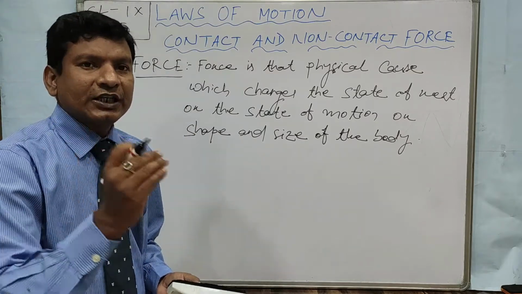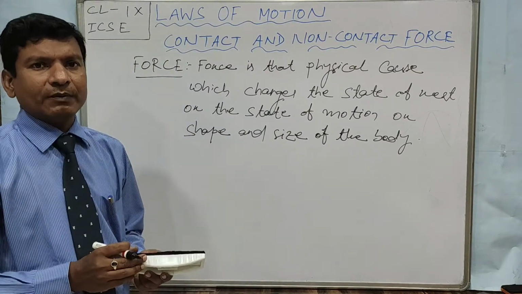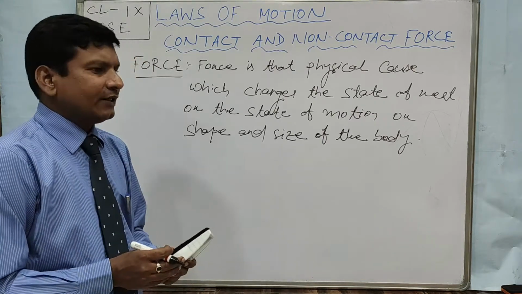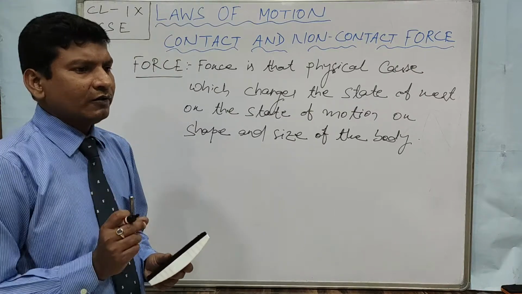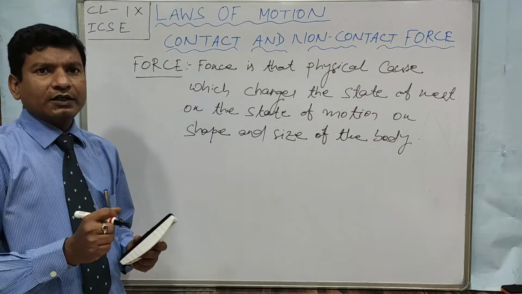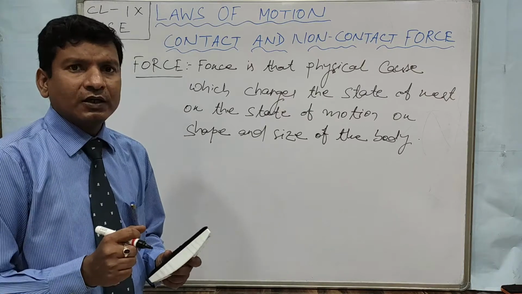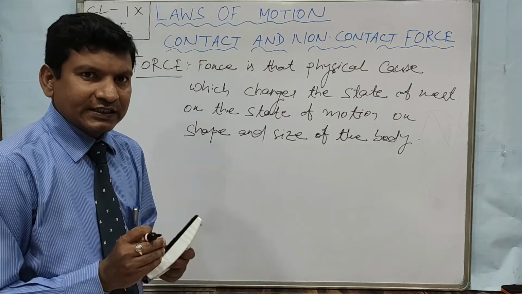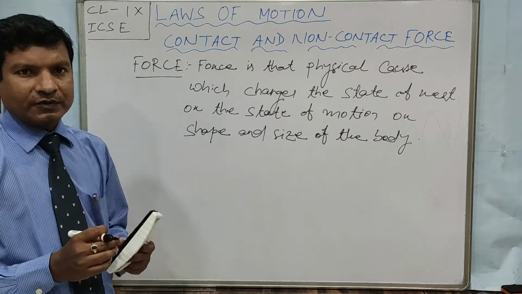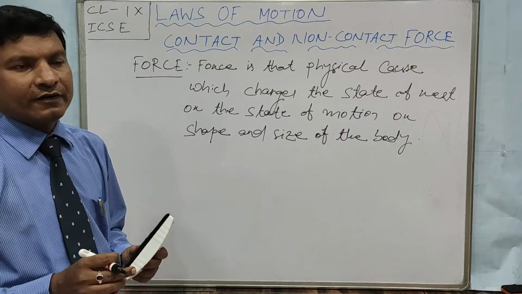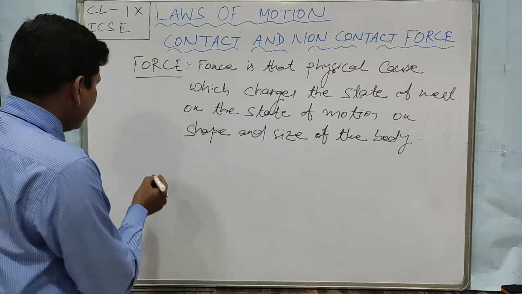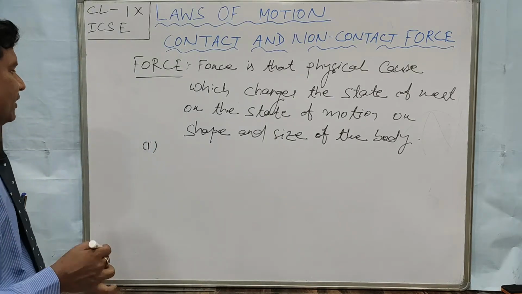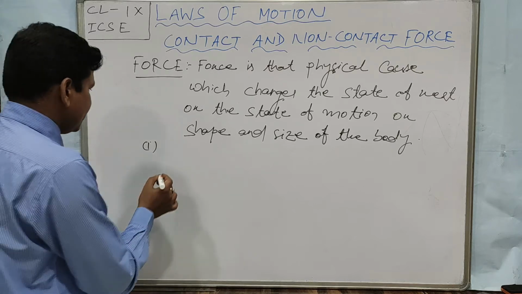It changes the state of rest or the state of motion of the body. And if you apply the force on a non-rigid body, like a gum tube or a hollow ball or a football, if you apply a force onto the football, what happens? At that moment, the shape and the size of the body changes. So these are the effects on the body when the force is applied. Number one, it changes the state of rest or the state of motion.